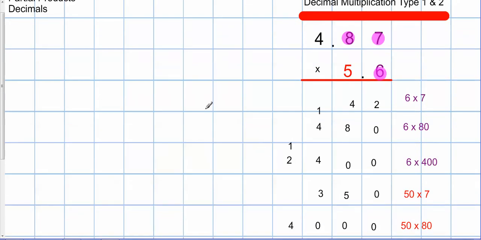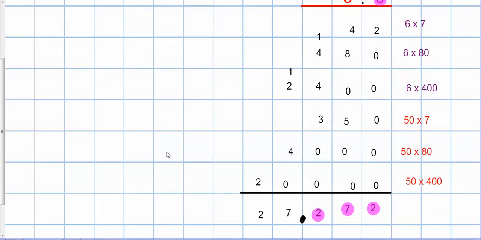So again, let's check to make sure I'm right. So I'm gonna start off with 4 times 5. 4 times 5 equals 20. And I'm going to add one to each of those. 5 times 6, which equals 30.